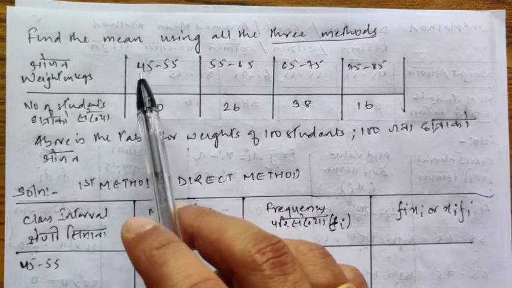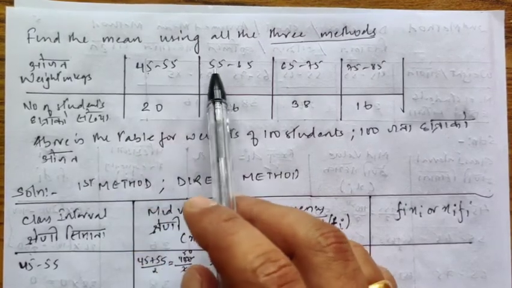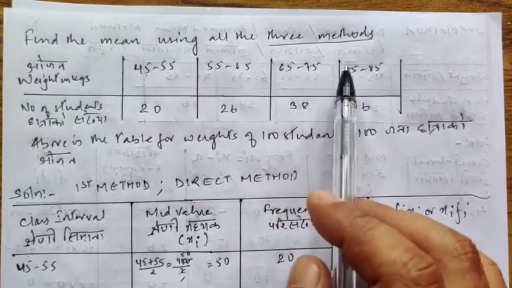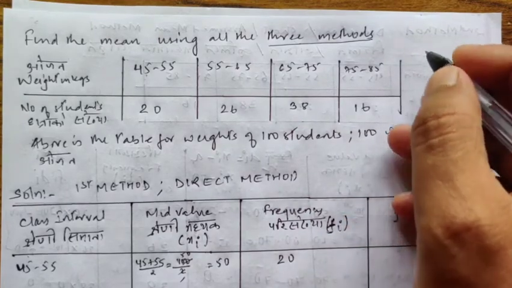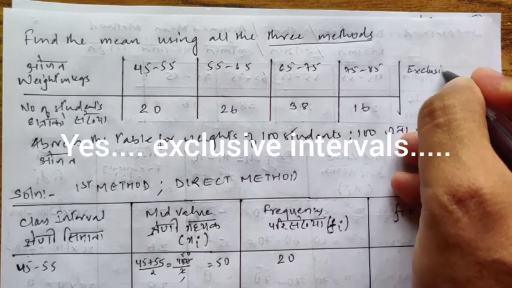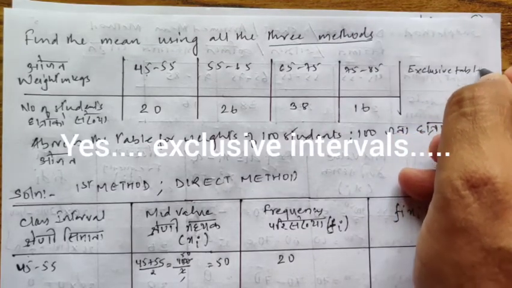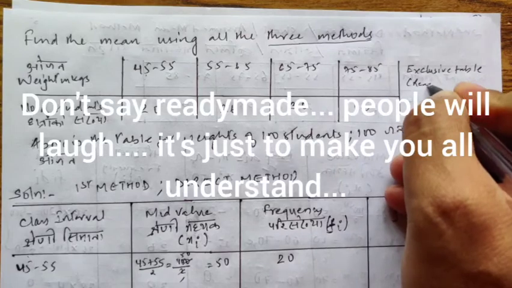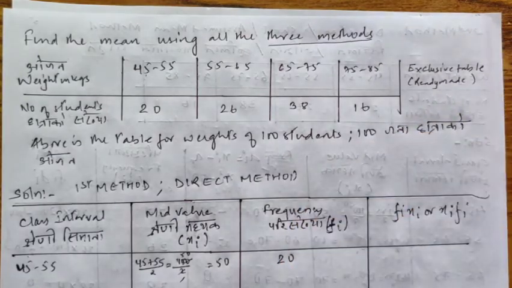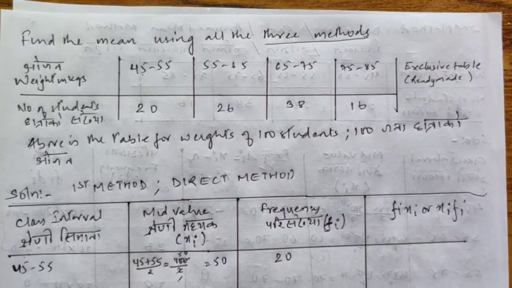And the way they are placed, 45 to 55, and then it starts from 55 to 65, and then from the same 65 to 75, and from the same 75 to 85. So this kind of table is called exclusive table. Or to make things easy for you, you can just say ready-made, but don't say ready-made, people will laugh at you. This is just to make you understand. It's a ready-made table, so there's nothing we need to do. So there are questions with inclusive table. Now what is an inclusive table? I'll make you all understand in the next video.